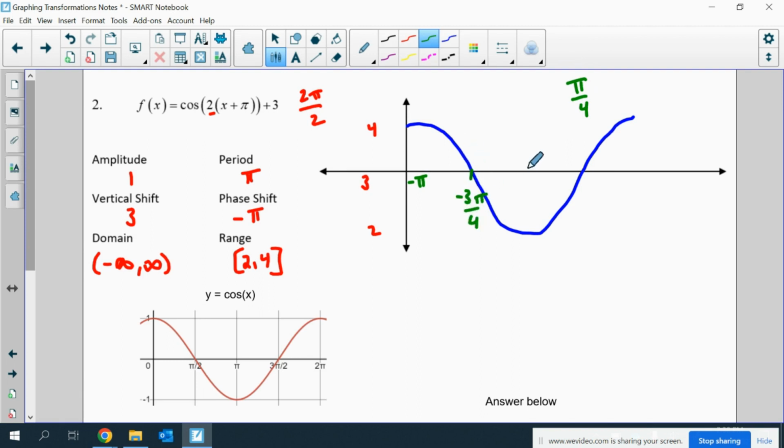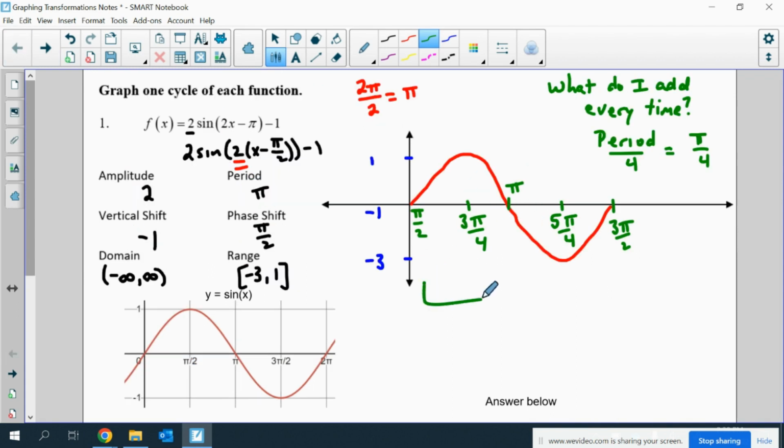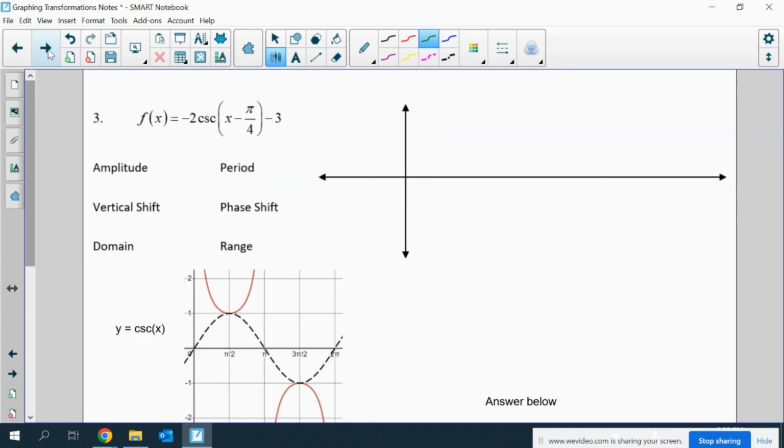So negative 3 pi over 4, negative 2 pi over 4, which is negative pi halves, negative pi fourths, and then 0. Also notice this length is pi, which is what we said it would be. Just like over here, this length is pi, which is what we said it would be.